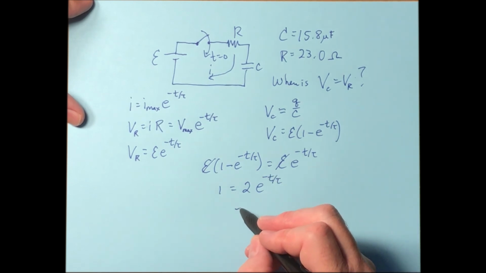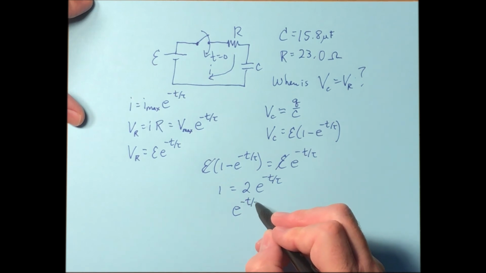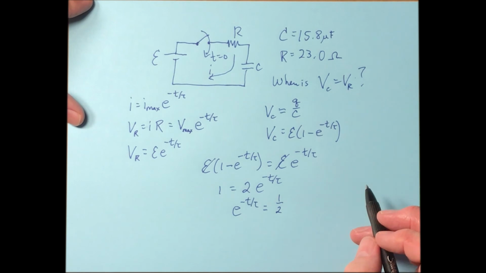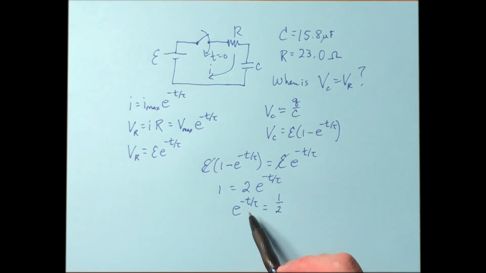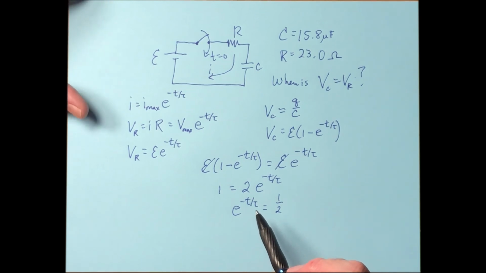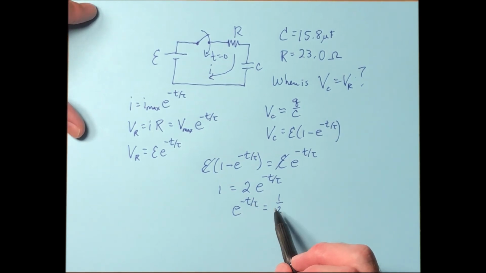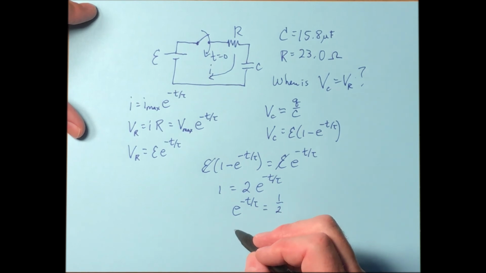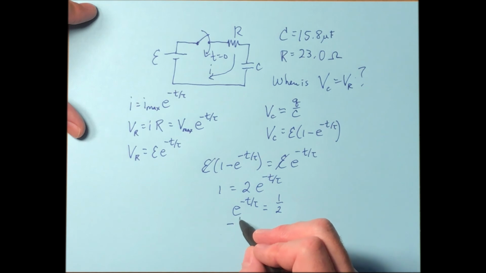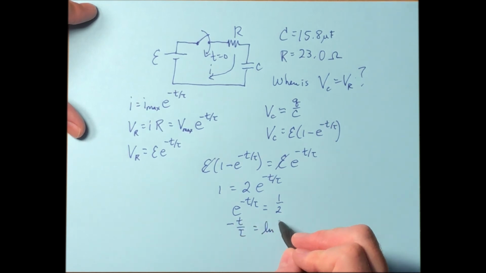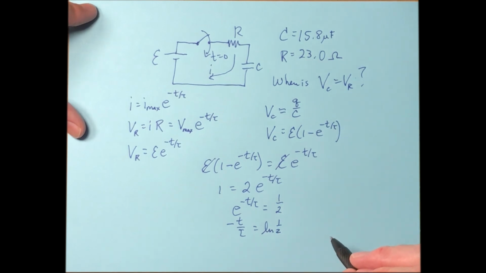So e to the negative t over tau is equal to 1/2. Now we need to get rid of this exponential. How do you do that? Well, you take the natural log of both sides. When you take the natural log of the exponential, it's just going to be negative t over tau is equal to the natural log of 1/2.